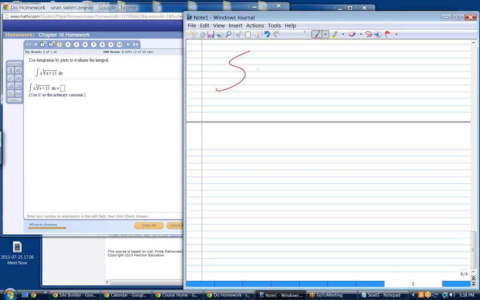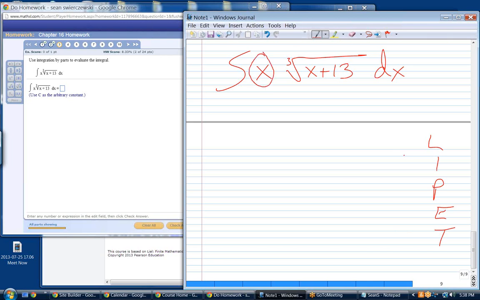Okay. Using LIPET, what are we going to let be u? It's going to be polynomial. Yeah, I mean, I haven't seen one like this, but I guess this is definitely a polynomial. This is kind of an exponential. No, that's a polynomial also. That's x plus 13 to the 1/3 power, which is a polynomial, not an exponential. So you really have two polynomials here.